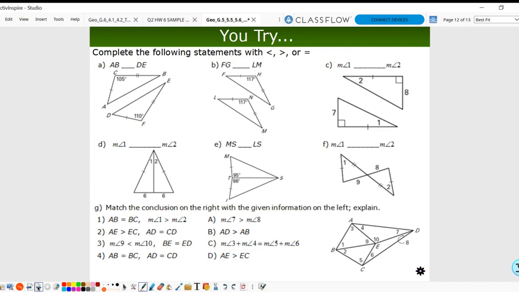You have some examples to draw. Go ahead and pause the video. As we take a look at our examples, complete our statements with less than, greater than, or equal to. AB compared to DE. AB will be less than DE because our included angle was smaller. Our next one, we have two sets of congruent sides and the included angle is the same. Therefore, FG will be equal to LM in measure.